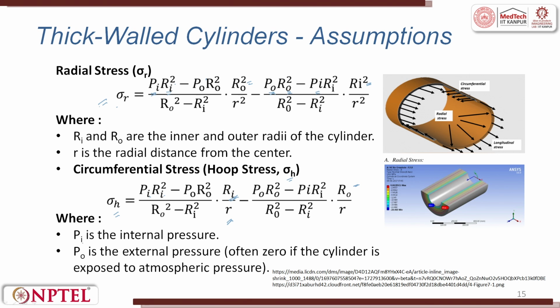So, Pi is the internal pressure and P naught is the external pressure, often 0 if the cylinder is exposed to the atmosphere. So, then if you put 0, this term goes away. The external pressure is 0. So, this goes away, this goes away, this goes away, and this goes away. So, correspondingly the number of terms will go down. Thank you very much.